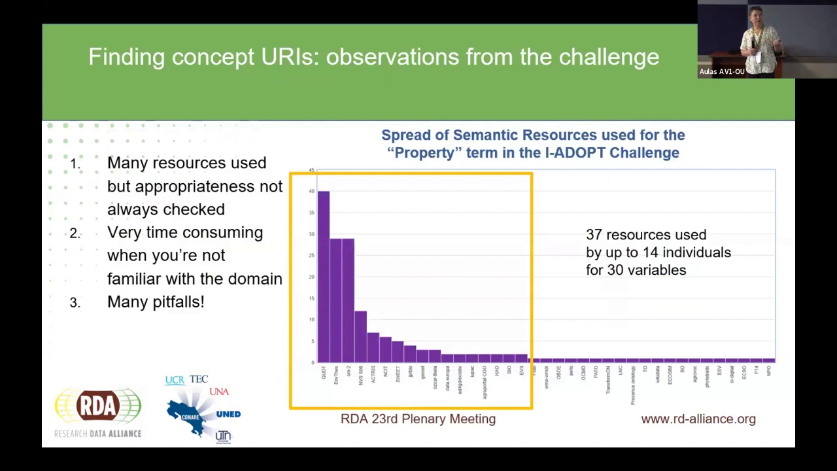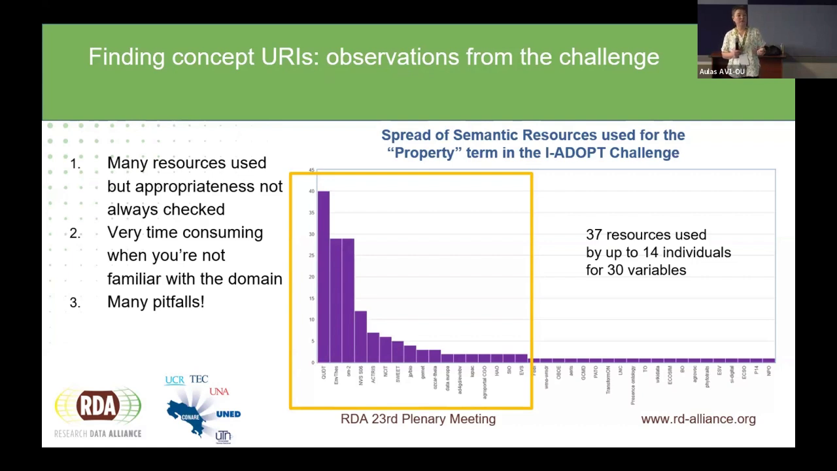So this is now looking at the URIs that were used, so the different controlled vocabularies that people used to reference their terms during the decomposition, during the challenge. For properties, people used 37 resources, including the core team who was also doing the modeling. So there were 14 individuals altogether who used 37 resources for 30 variables.